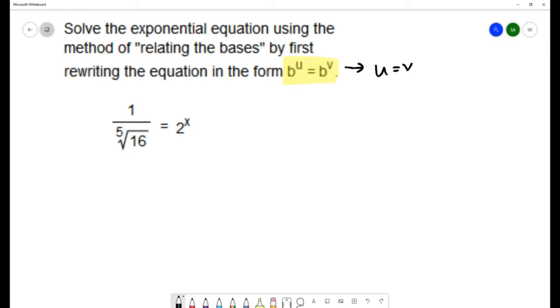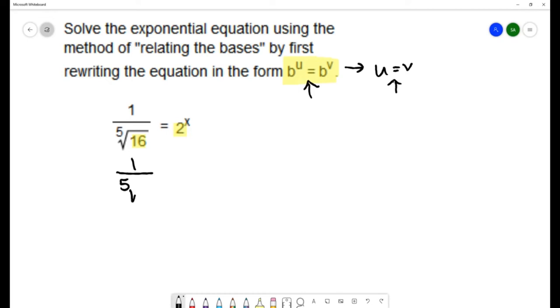So that's our goal, for us to write the problem in this way so that we can apply this one-to-one property of exponential functions. Looking at our problem, I notice that on the right-hand side, I have a base of 2. And the number inside the radical is 16, which is a power of 2. So I'm going to be able to rewrite this equation to have a base of 2 on each side. So let's start by changing that 16.